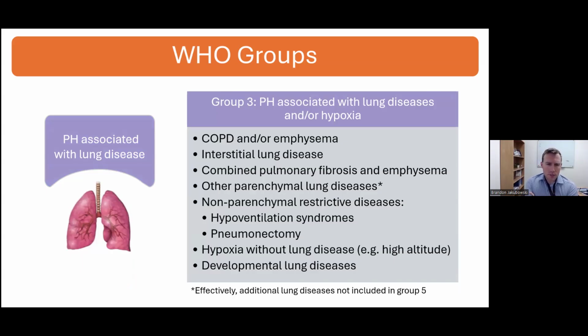Other parenchymal lung diseases are included in this definition too. This is a bit tricky because there are parenchymal lung diseases that we'll discuss in the group 5 category, but it's essentially those that are not in group 5 that are still lumped here into group 3. Additionally, we include the non-parenchymal restrictive lung diseases. You'll see this with severe hypoventilation syndromes, people with severe kyphoscoliosis, or patients that have had pneumonectomies. And interestingly, hypoxia without lung disease, something known as Monge's disease, can be seen at high altitude, along with developmental lung disease.